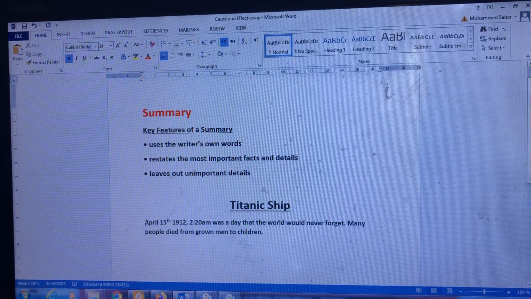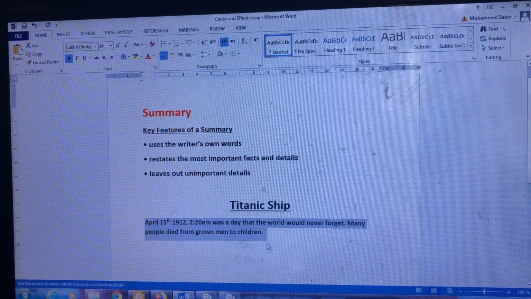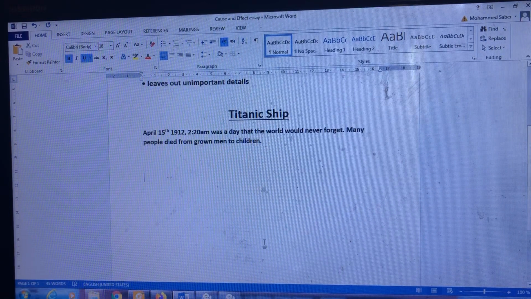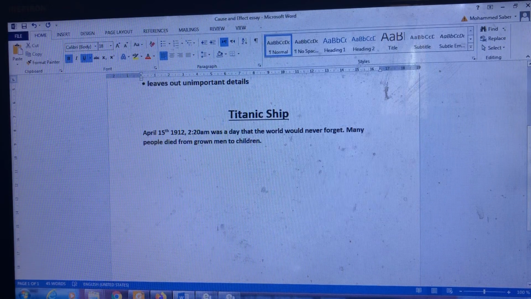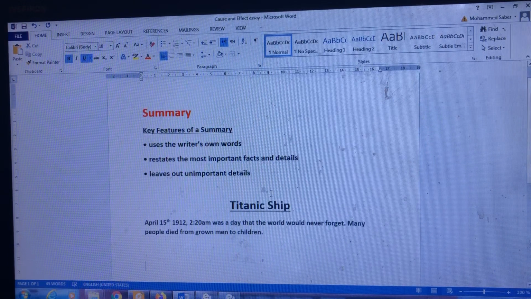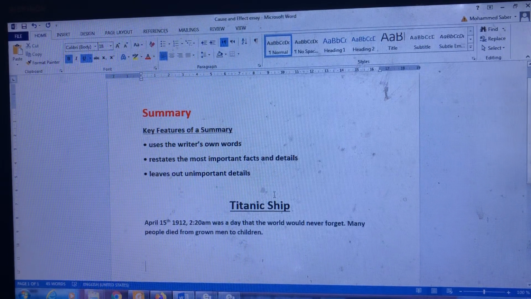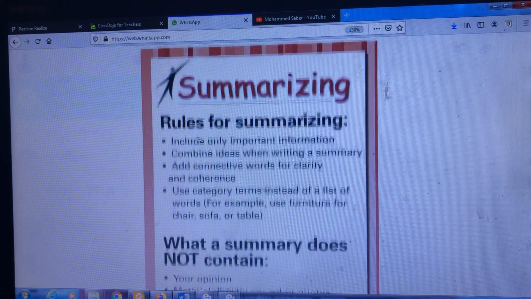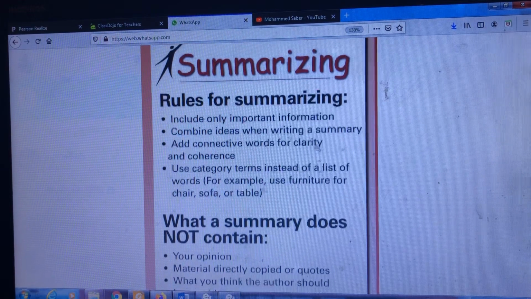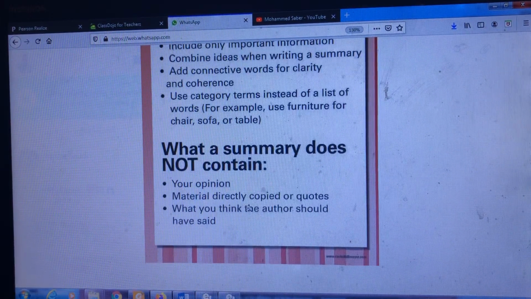This is like a beginning for the summary, and then you can write down all that you need to write about the Titanic. Guys, pick out only the most important information. This is number 1. Number 2, leave unimportant information aside. Number 3, and the most important one, do not write your opinion. This is our lesson today about a summary. You got what you write about a summary, what you have to do to write a good summary, and what a summary does not contain.